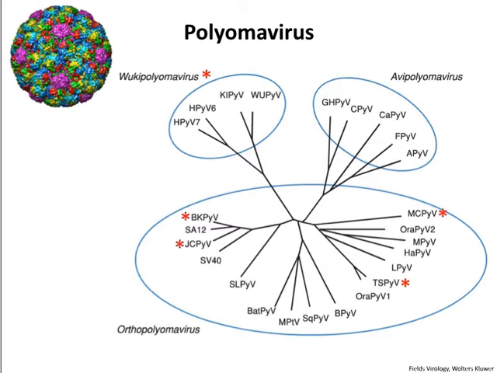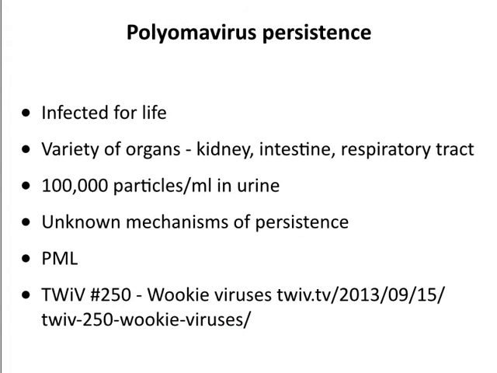And these are all found in people to great extents. We have lots of these viruses in us. We're all infected for life with these. We probably get them at or shortly after birth. And they infect a variety of organs depending on the specific virus of all those that I showed you: kidney, intestine, respiratory tract. And BK, for example, infects the kidney. And I bet all of you have BK in your kidneys, and all of you are shedding 100,000 BK virions per milliliter in your urine.